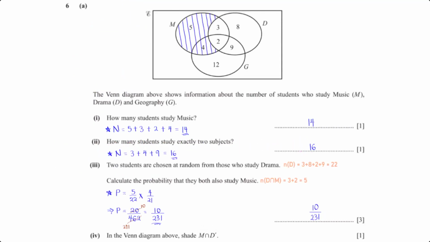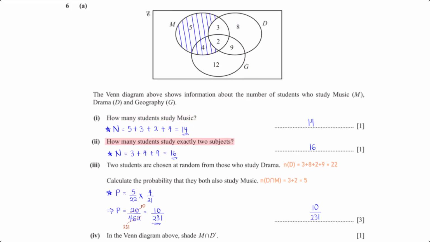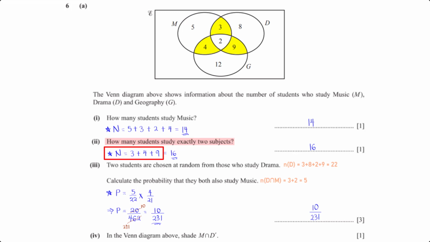The Venn diagram above shows information about the number of students who study music, drama, and geography. How many students study music? The number of students who study music is equal to 5 plus 3 plus 2 plus 4, which is equal to 14. How many students study exactly 2 subjects? The number of students who study exactly 2 subjects is equal to 3 plus 4 plus 9, which is equal to 16.